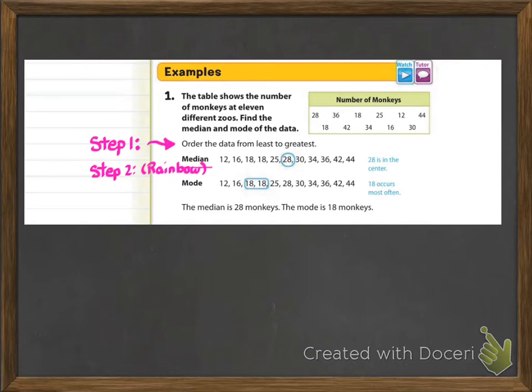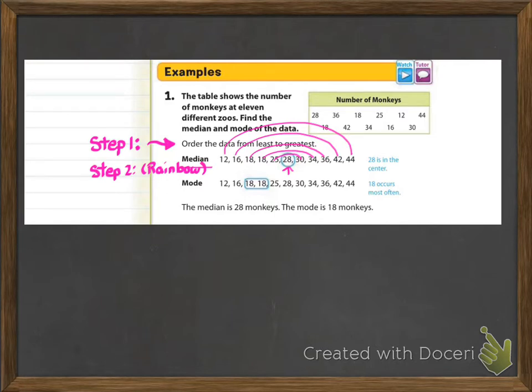Sometimes it's easy just to put the first number and the last number together, and then the next set, and you keep going until you end up with just your middle number that has nothing to attach to it. So therefore, 28 happens to be my median.